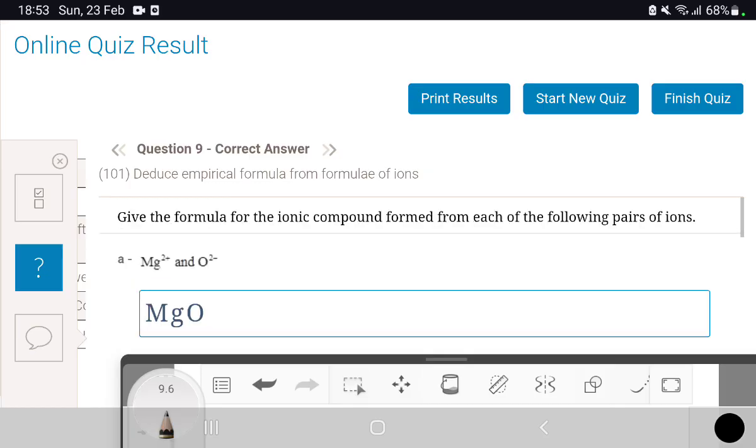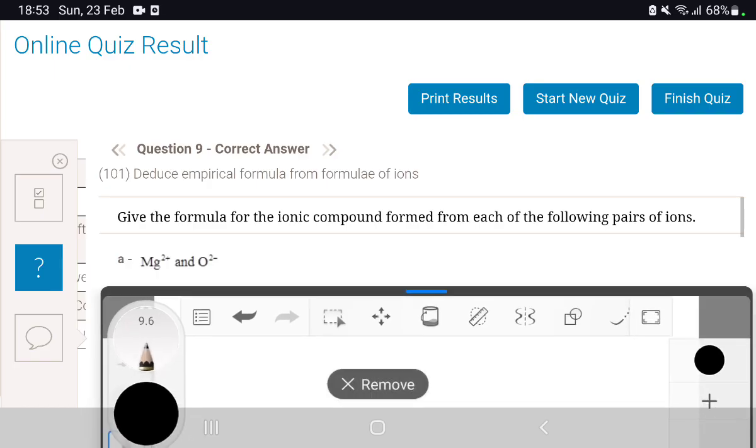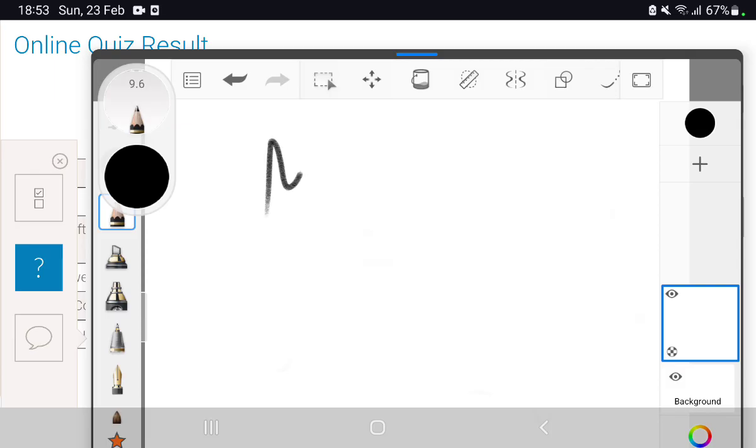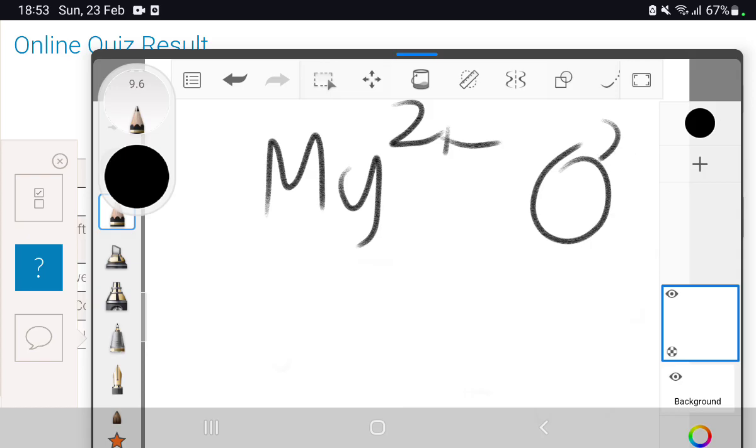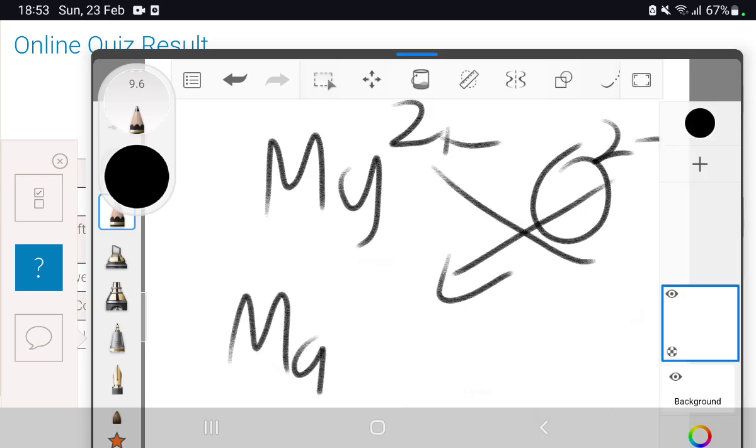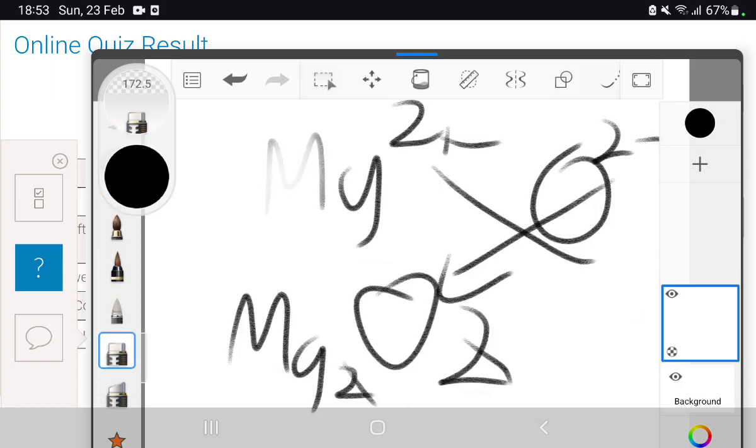Give the formula for the ionic compound formed from each of the following pairs of ions. So for here, we're gonna have to crisscross. So Mg2+ and then O2-. We're gonna crisscross. We get Mg2O2. But here the 2 cancels out and we get MgO.